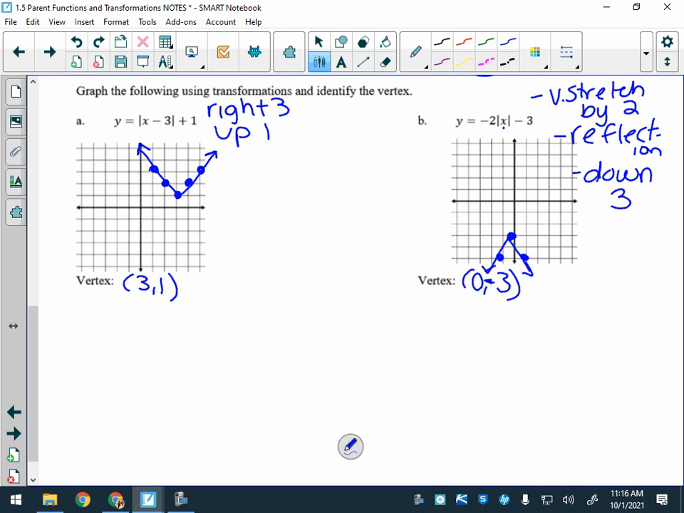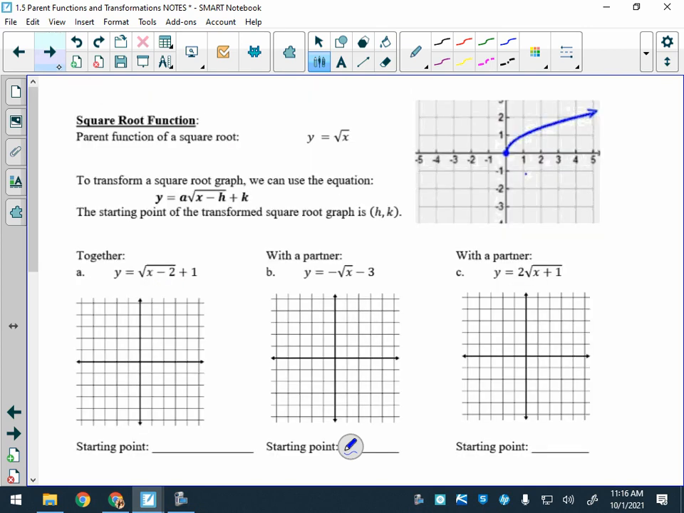Okay. All right, and the last one we have not talked about is the square root function. Moving quicker because it seems like you guys are good to go. Okay, so the square root function, again, our table of values started with the positive 0, 1, 4, okay, was 0, 1, and 2. The starting point of square root is our HK. Okay, starting point is our HK.